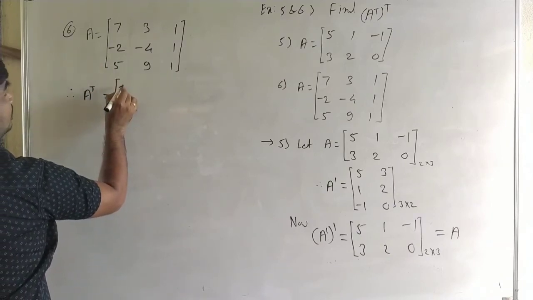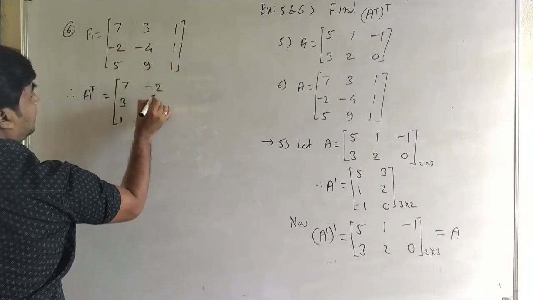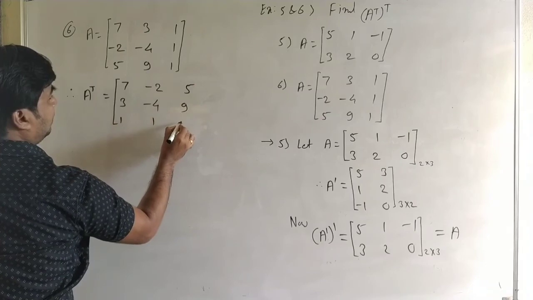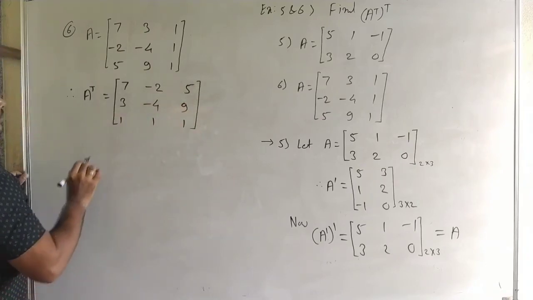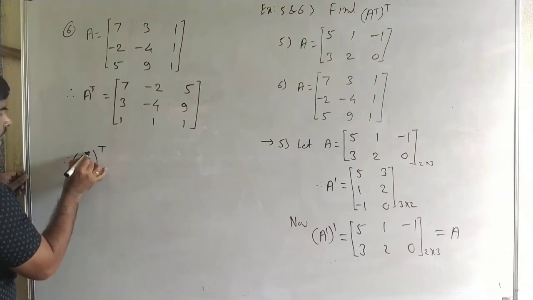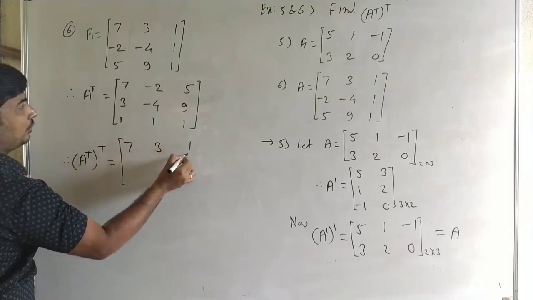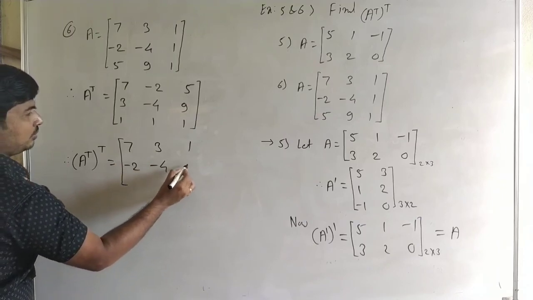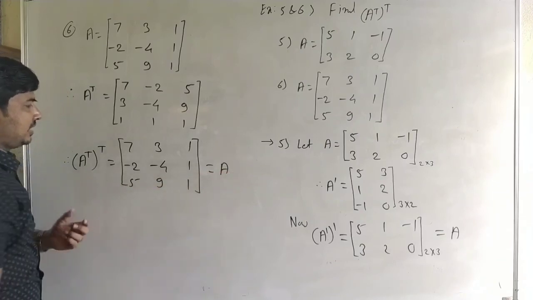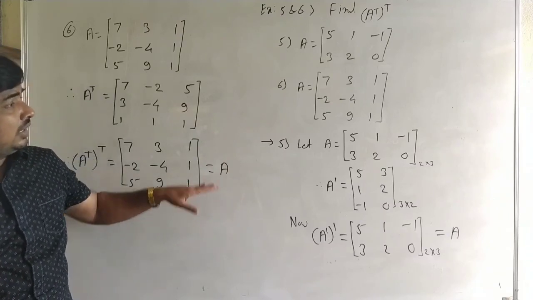Row becomes column and column becomes row. Therefore 7, 3, 1 is the first row. Then minus 2, minus 4, 1 and 5, 9, 1. It is the first transpose, and therefore transpose of transpose. We can find the transpose of this matrix. Again 7, 3, 1, minus 2, minus 4, 1 and 5, 9, 1, and again it is A. It is a transpose of transpose. It is one property of the transpose. See carefully this.